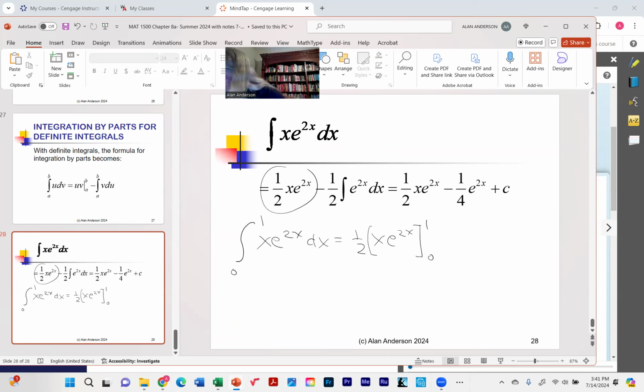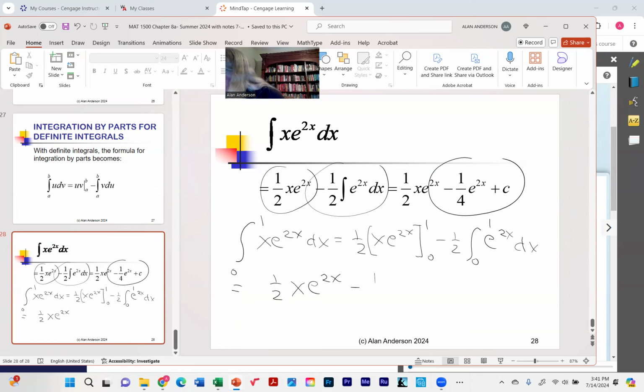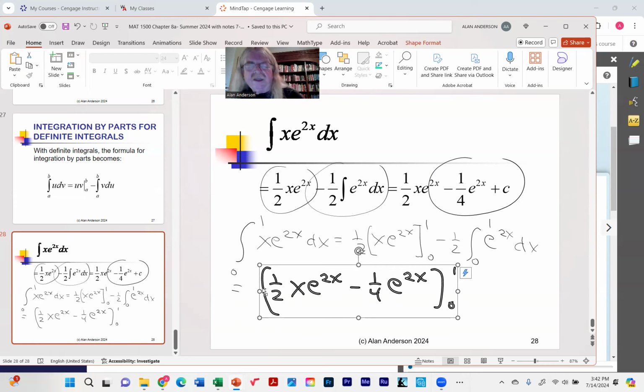And then we would have integrated this term, 0 to 1. But we already know that that's equal to this. So we'll have 1/2 x e to the 2x minus 1/4 e to the 2x evaluated from 0 to 1. And now we just make the substitutions. So there's nothing actually different here.